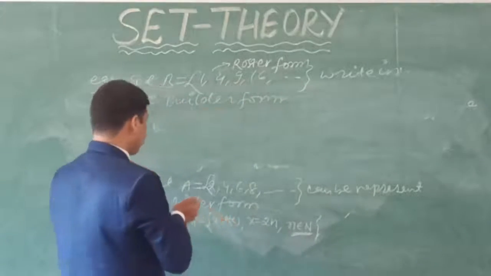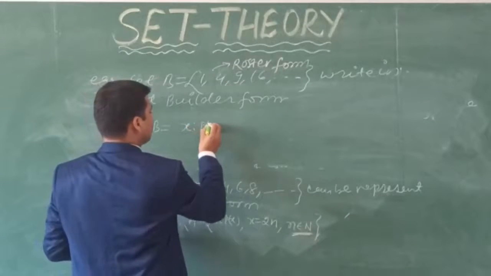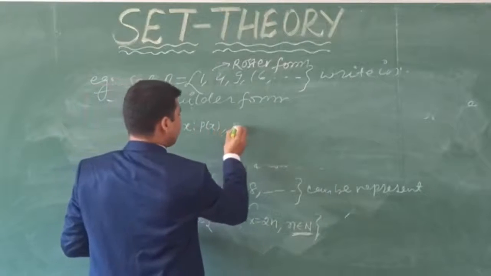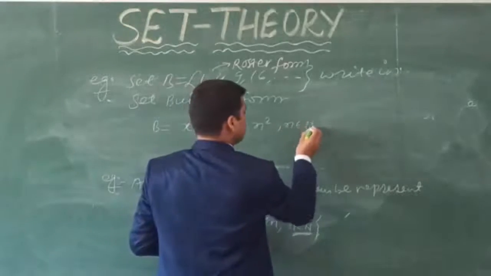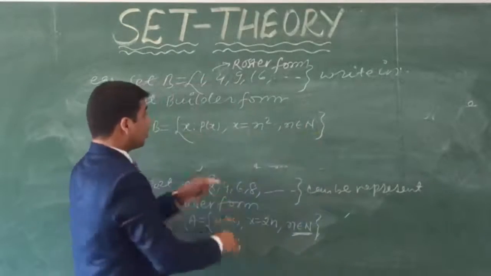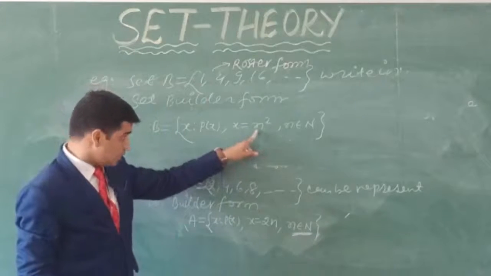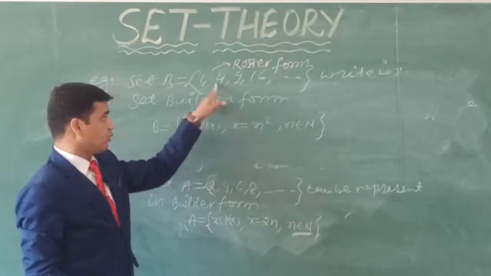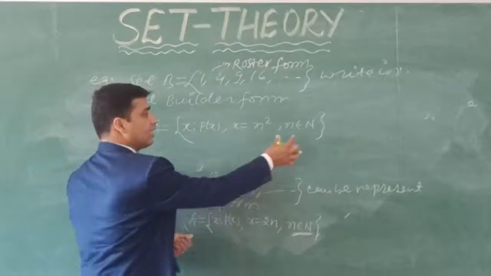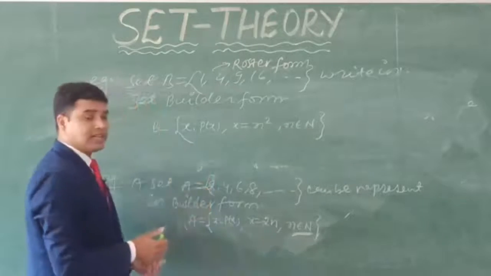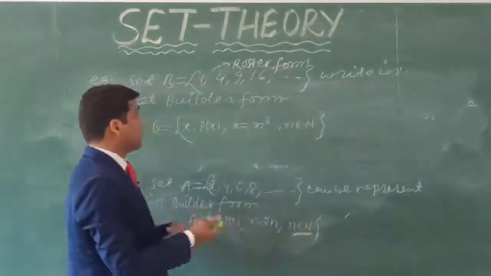Now see this here. What we will write is x such that p of x, and the condition is that x equals n squared and n belongs to natural number. Why n belongs to natural number? Again, because it is starting from 1. If you put n equals 1, then you will get natural numbers starting from 1. So 1 squared is 1, 2 squared is 4, 3 squared is 9, 4 squared is 16, and it is going. So that's why n belongs to natural number. I hope you are getting this, how we are writing in set builder form or property method, or we can convert to roster form.